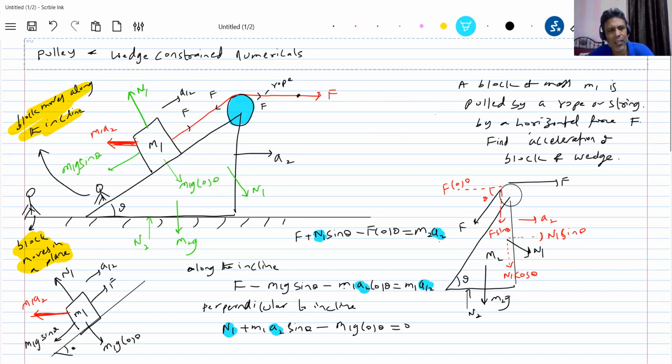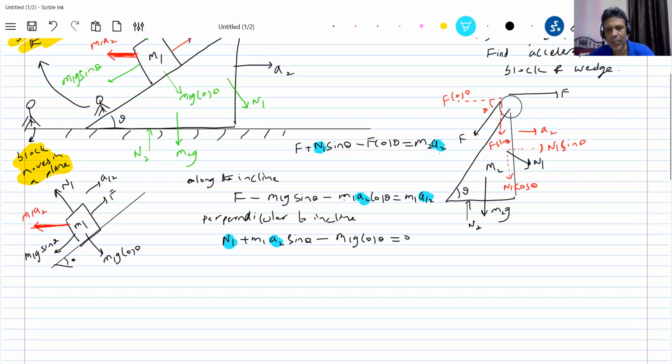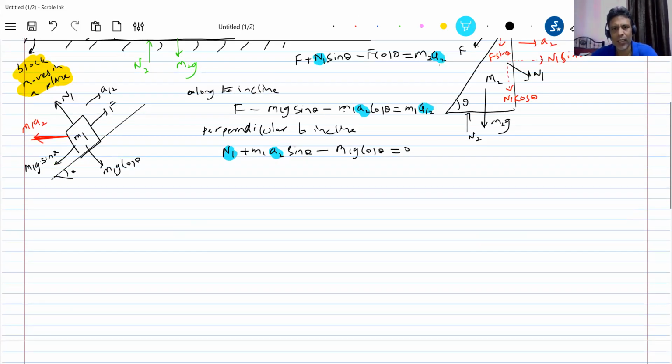But what was our question? We have to get the acceleration of the block and the acceleration of the wedge. We got the wedge, but the acceleration of the block we don't know. Tell me what I should do for this. I should take help of the vector concept. The acceleration of the wedge is like this, no? The acceleration of the block with respect to the wedge is in this direction, at angle theta.